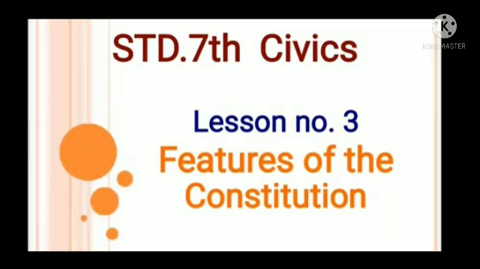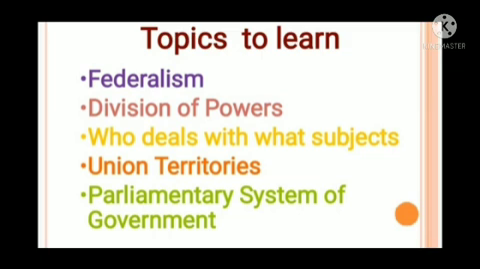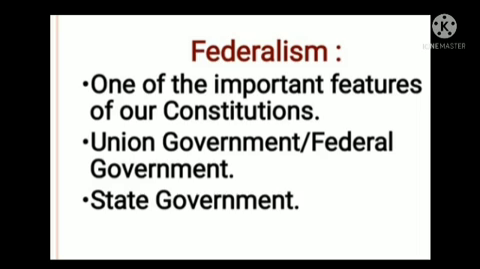Standard 7 Civics, Lesson number 3: Features of the Constitution. Children, in the last lesson we learned how our Constitution was made. In this lesson we are going to learn about federalism, division of powers, who deals with what subjects, union territories and the parliamentary system of government.